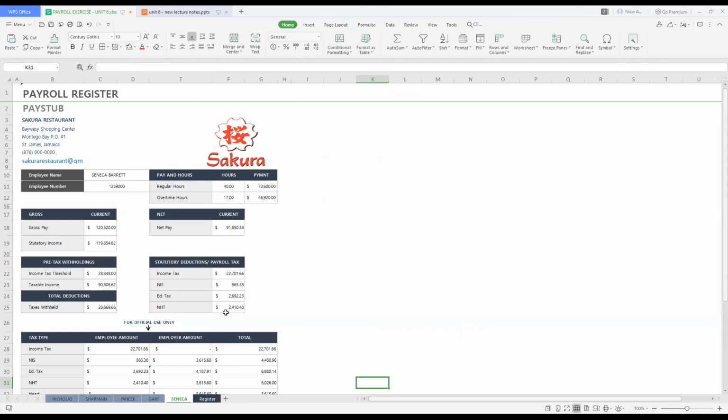And so we can now find the NHT, which is 2% of that 120,520, which gives us an NHT of $2,410.40. We can now derive the statutory income. We already worked out what the NIS was, which is $865.38. So we just take that away from the gross pay of $120,520 to get a statutory income of $119,654.62.